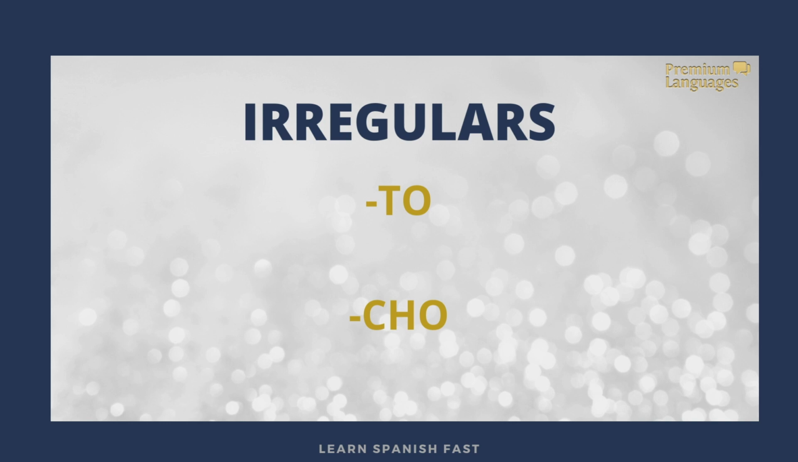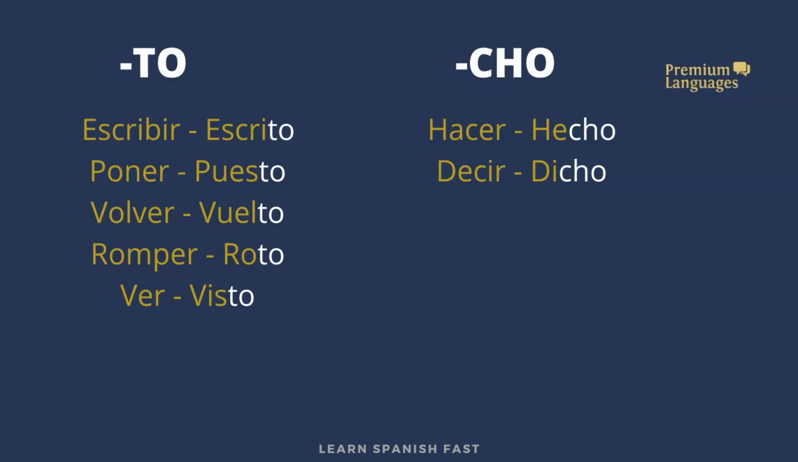The other good news is that we have fewer irregulars than in the present tense, and all in all, they are not very complicated, as they all end in either to or cho. Let's see some examples of that. Escribir, to write, escrito, written. Poner, to put, puesto, put. Volver, to come back or to return, vuelto, returned. Romper, to break, roto, broken. Ver, to see, visto, seen. And the ones ending in cho, as in hacer, to do, hecho, done, or decir, to say, dicho, said.